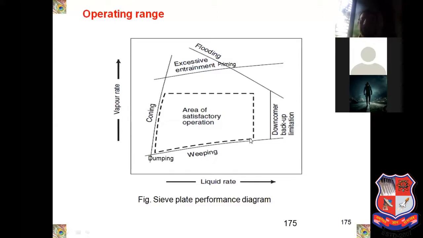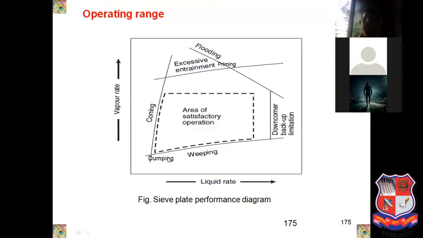So whipping is nothing but this: because of low vapor pressure, the vapor does not have sufficient pressure. So what happens? Liquid will come out from the holes of the sieve, and that's why it is known as whipping. But if your vapor flow rate is significantly low, then none of the liquid goes to the downcomer; all the liquid comes out from the holes, and that is known as dumping.